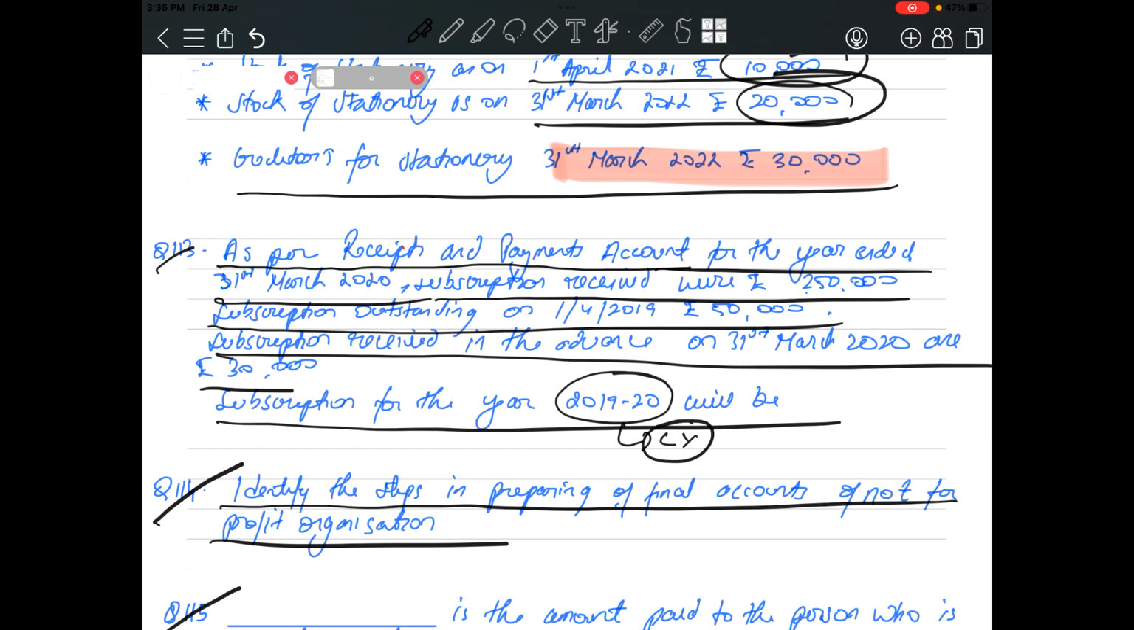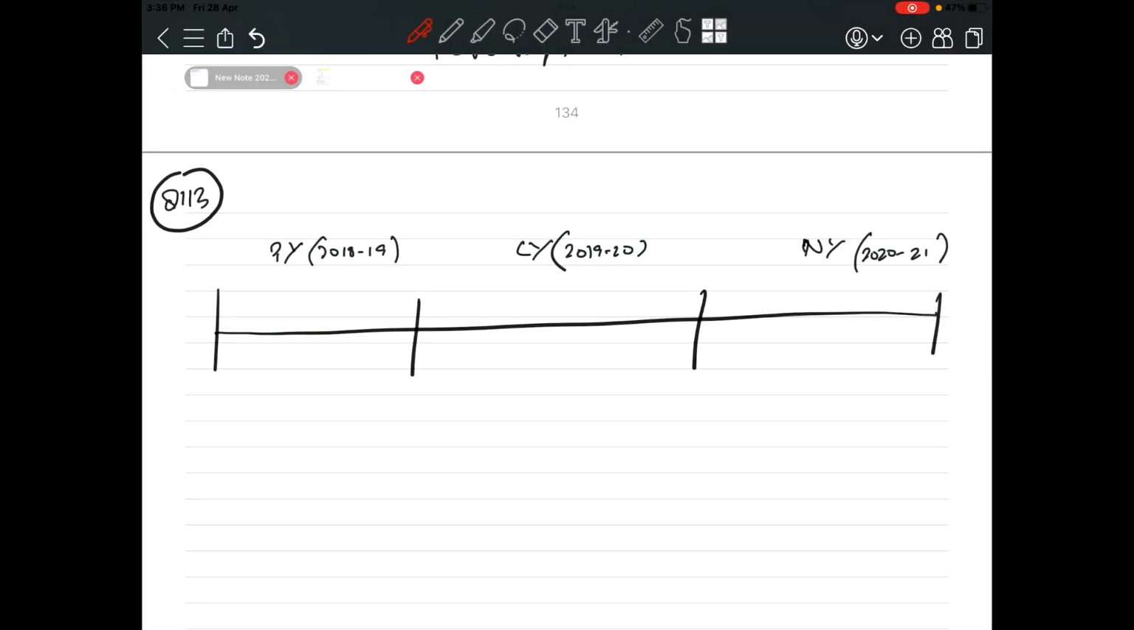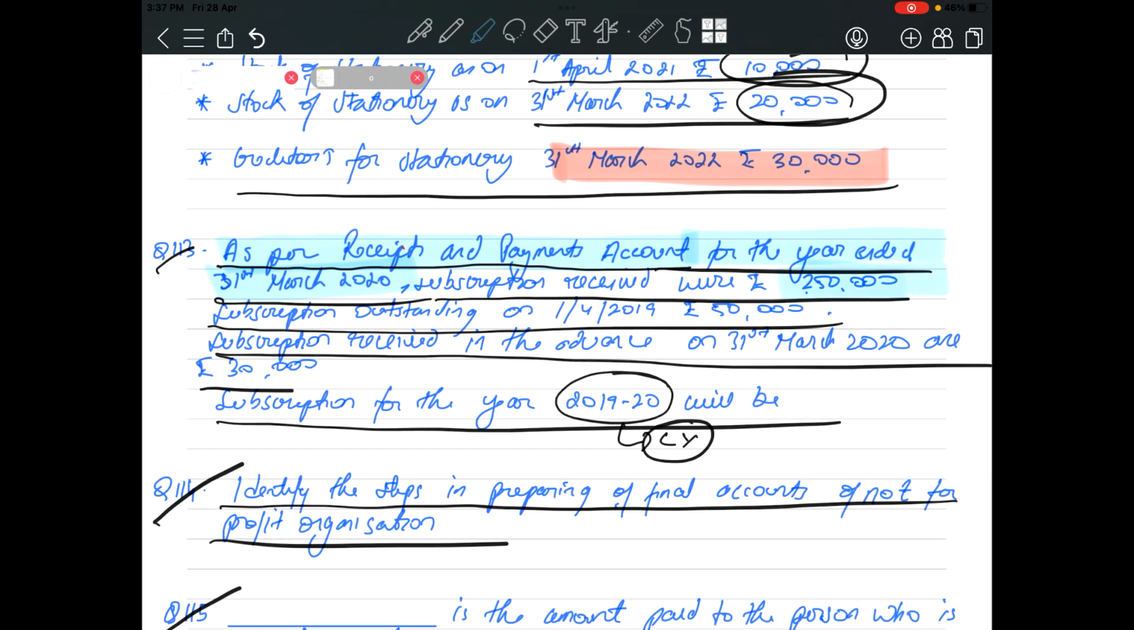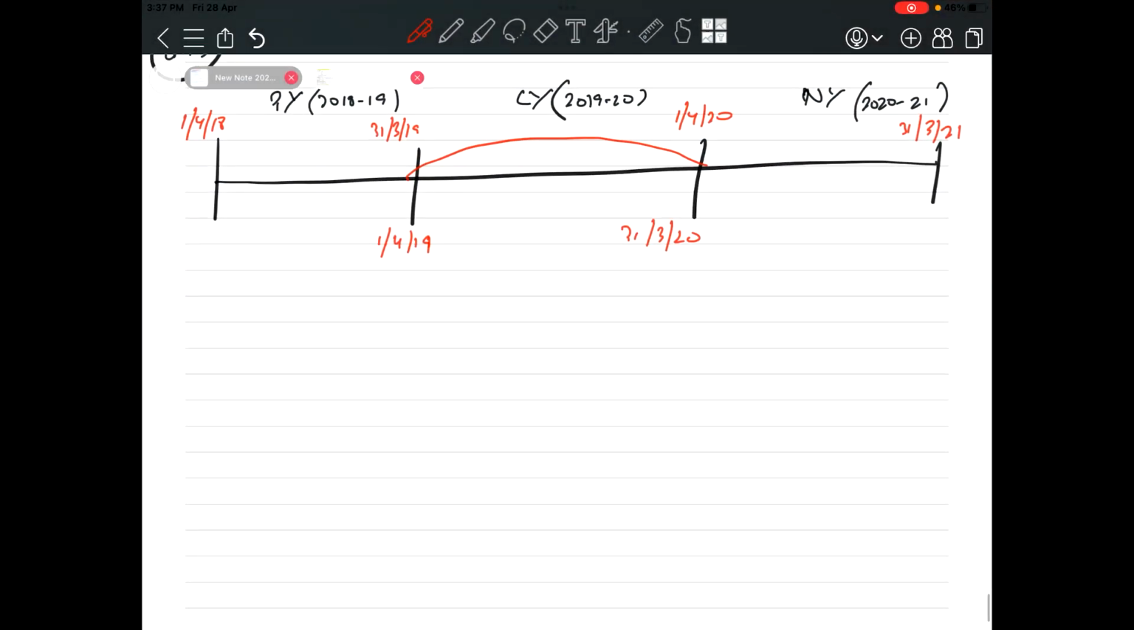Now let's read the question again. As per receipt and payment account for the year ended 31st March 2020. Let's draw the years here: 1/4/18 to 31/3/19. The current year will start from 1/4/19 and end on 31/3/20. The next will start on 1/4/20 and end on 31/3/21. This portion is our current year. During the current year we have received subscription of 2,50,000.